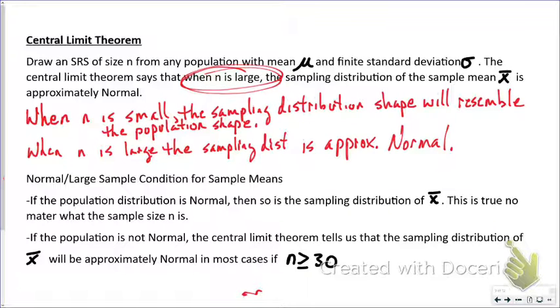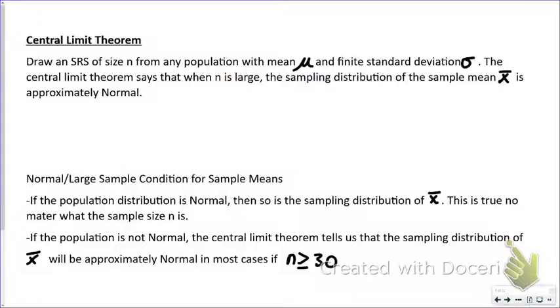But for AP Stats, we need some concrete number to go off of. So that's why down here I wrote n is greater than or equal to 30. That way you have a nice concrete number to go off of, and it's easy to say whether it's normal or not. But don't forget that first dash right here. If the population is normal, the sampling distribution will be normal.